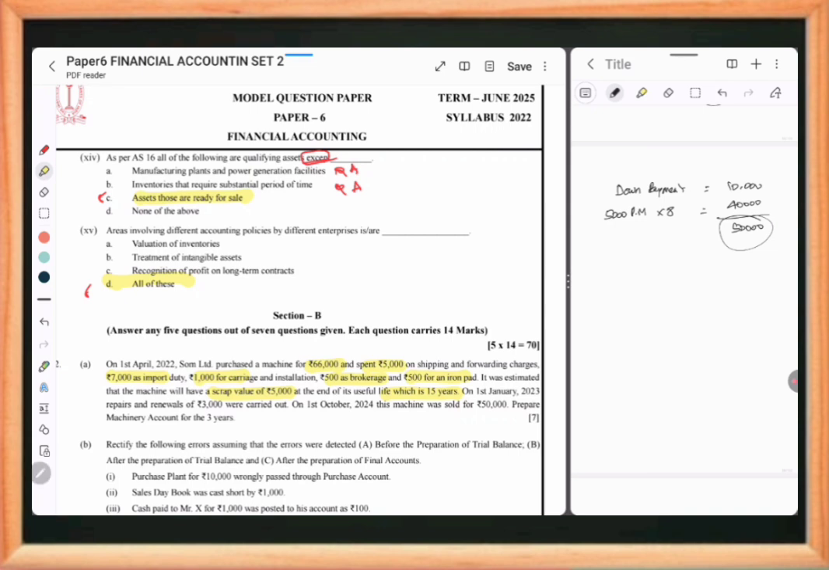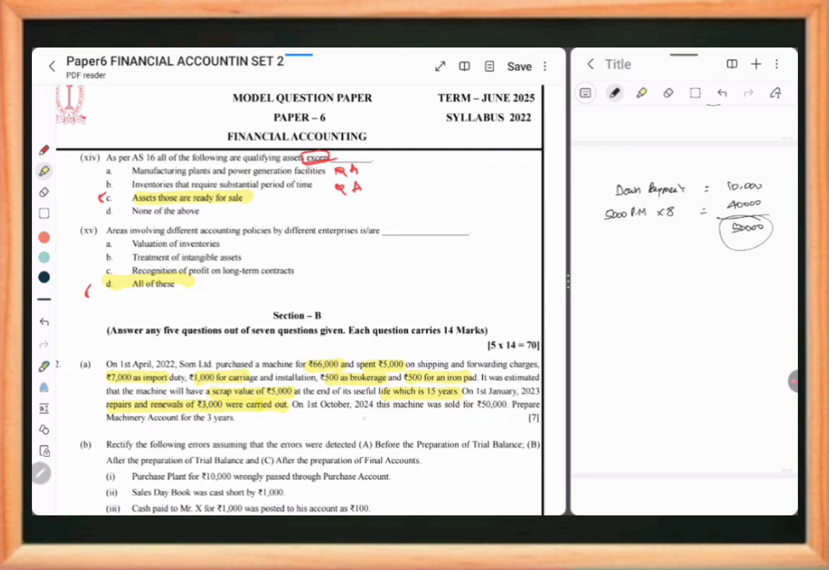On 1st January 2023, repairs and renewals of rupees 3,000 were carried out. Actually, repairs and renewals are of a revenue nature. It will be entered in the profit and loss account. It is to be shown as an expenditure. So it is not to be debited to the machinery account. It is to be debited to the profit and loss account. Here it is asked to prepare the machinery account.